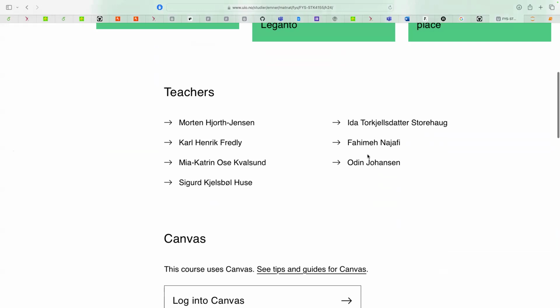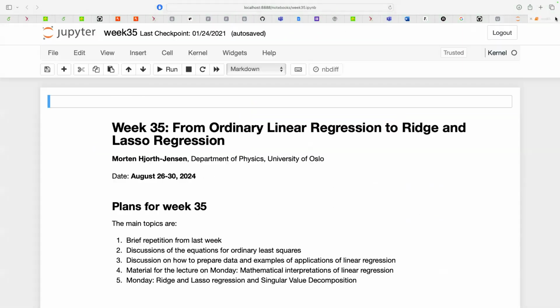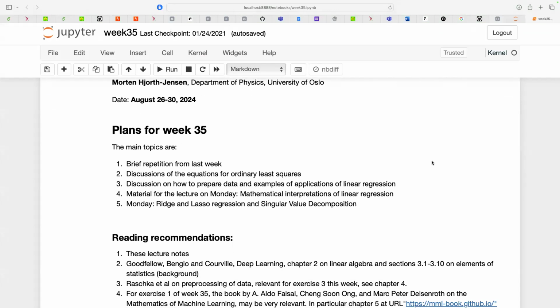Coming to the program for the day today, we are going to have a quick repetition from last week. And then after that repetition, we are going to look a little bit at the mathematics of linear regression, which is a kind of low-level machine learning method, as we discussed last time.